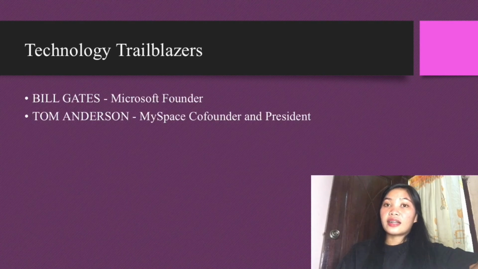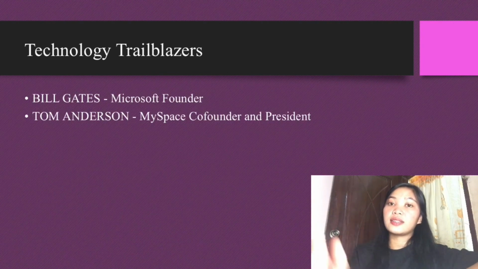Next is Tom Anderson, MySpace co-founder and president. He started MySpace in 2003 with his friend Chris DeWolf as a free tool to help musicians promote their songs and allow music lovers to create their own web pages devoted to sharing their favorite music with like-minded admirers.